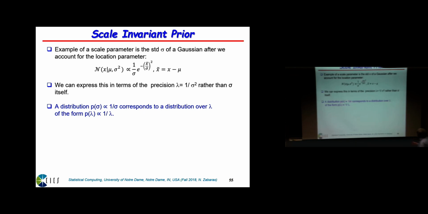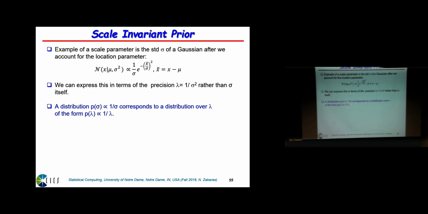So P of sigma is 1 over sigma, and I want you to remember that if you use transformation of variables, the corresponding distribution for the precision is 1 over lambda. It doesn't look obvious, because from 1 over sigma you go to 1 over lambda. You remember lambda is 1 over sigma squared. But there is a change of variables, because lambda is 1 over sigma squared, so if you differentiate, you get minus 2 over sigma cubed. And that will give you the result. These are little things that we should not take lightly, as they come from transformation of variables.